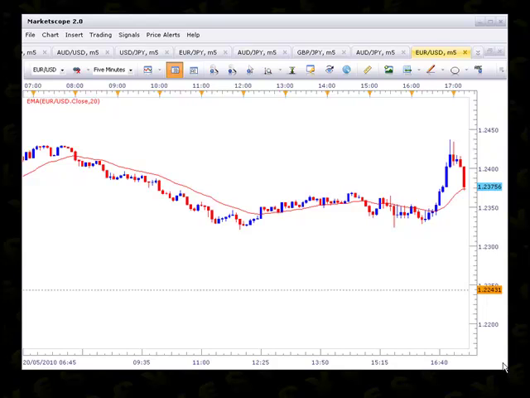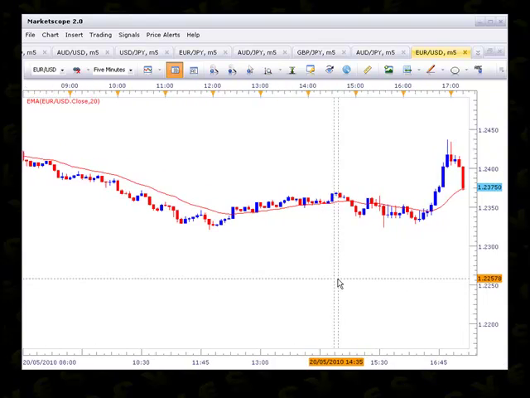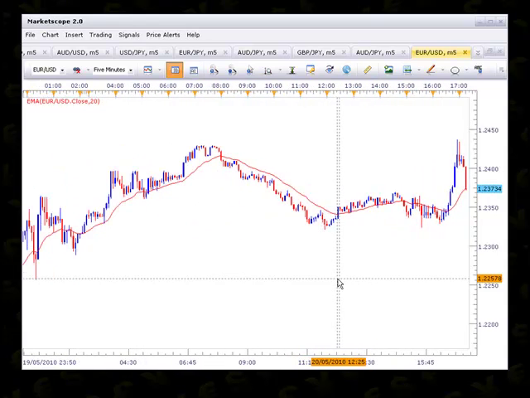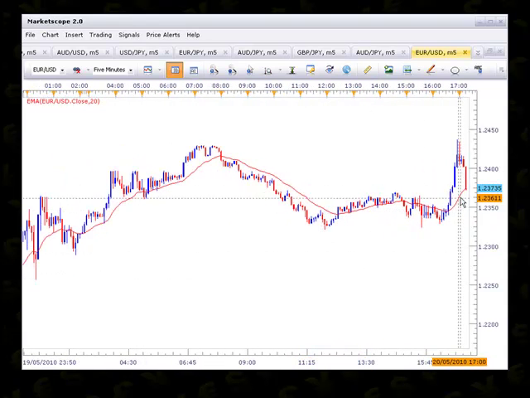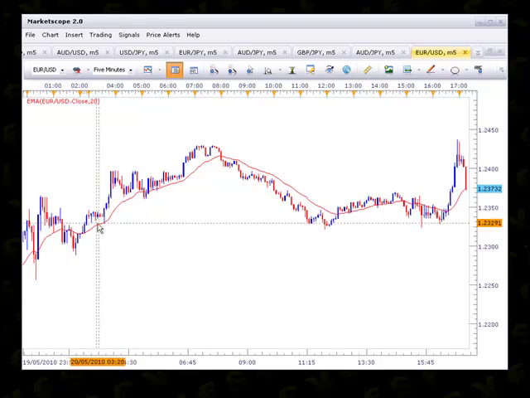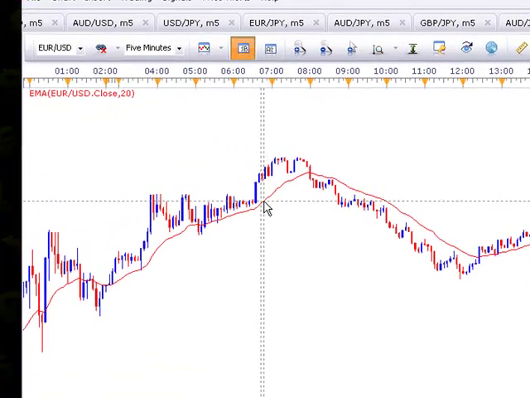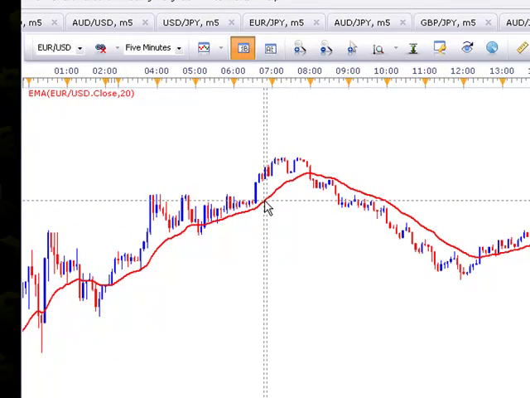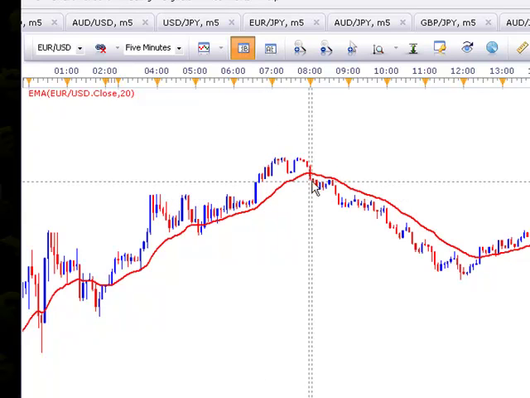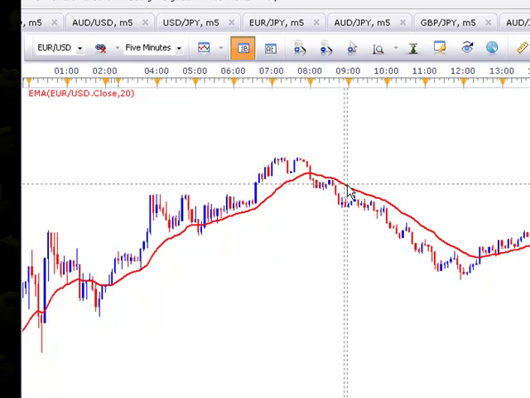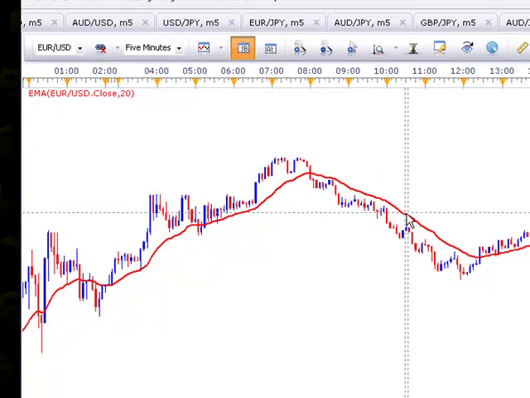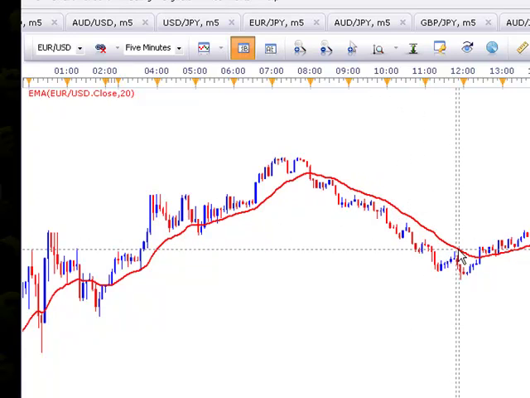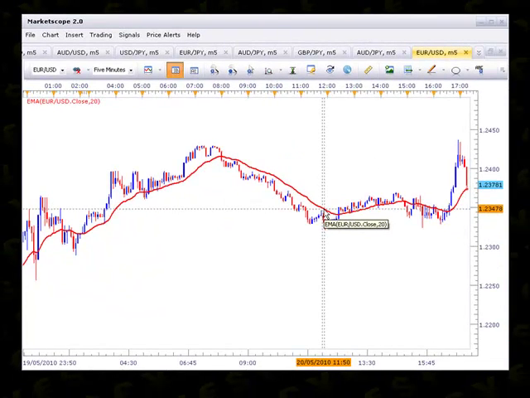Why do we use this indicator? Well, moving averages simplify our view of the market. If the EMA is pointing up and the price is moving above it, then prices are rising and we want to be buying in the anticipation of the price rising further. Likewise, if the EMA is pointing down and the price is moving below it, we want to be selling in anticipation of the prices falling.